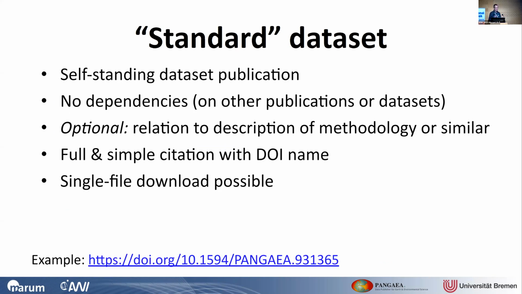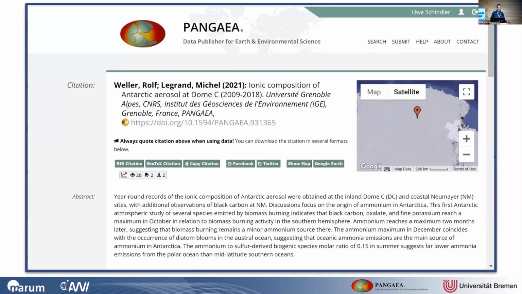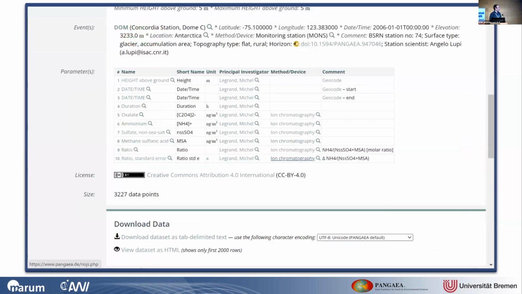So first, a standard data set in Pangea is in normal cases only one file or maybe several files together with a single citation and a lot of meta information around that. So it looks like this when you open it, you have a standard citation like we know them already from many other data repositories. If you download there, you can download that data matrix, which is only 3,200 data points. So it's a small data matrix, just an example here.